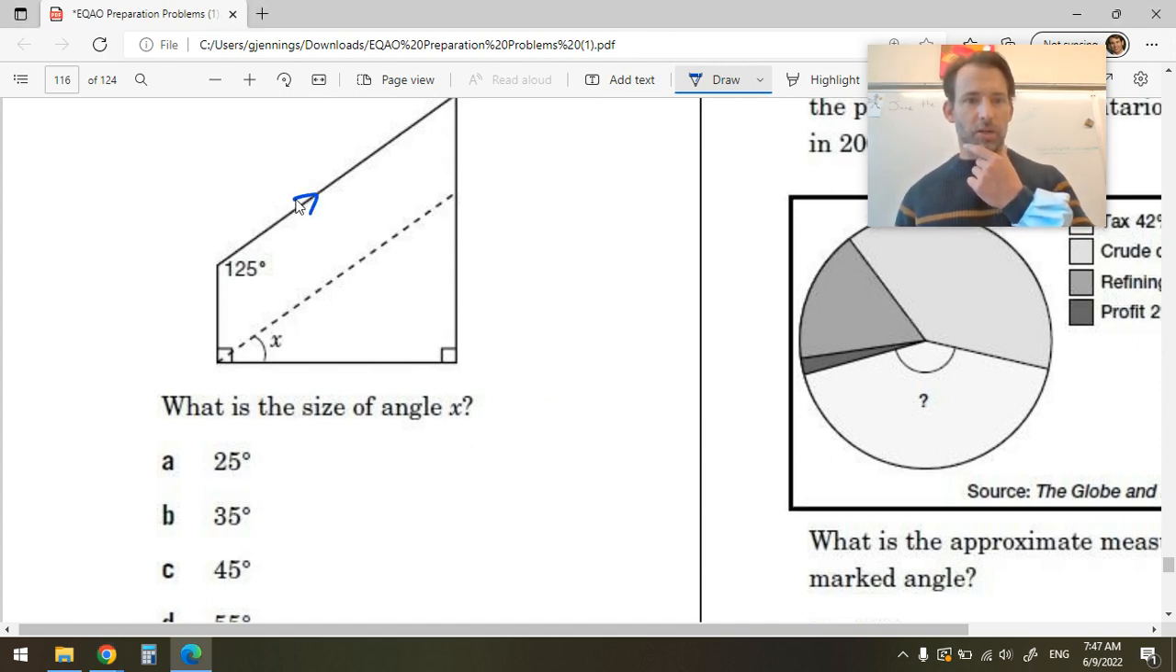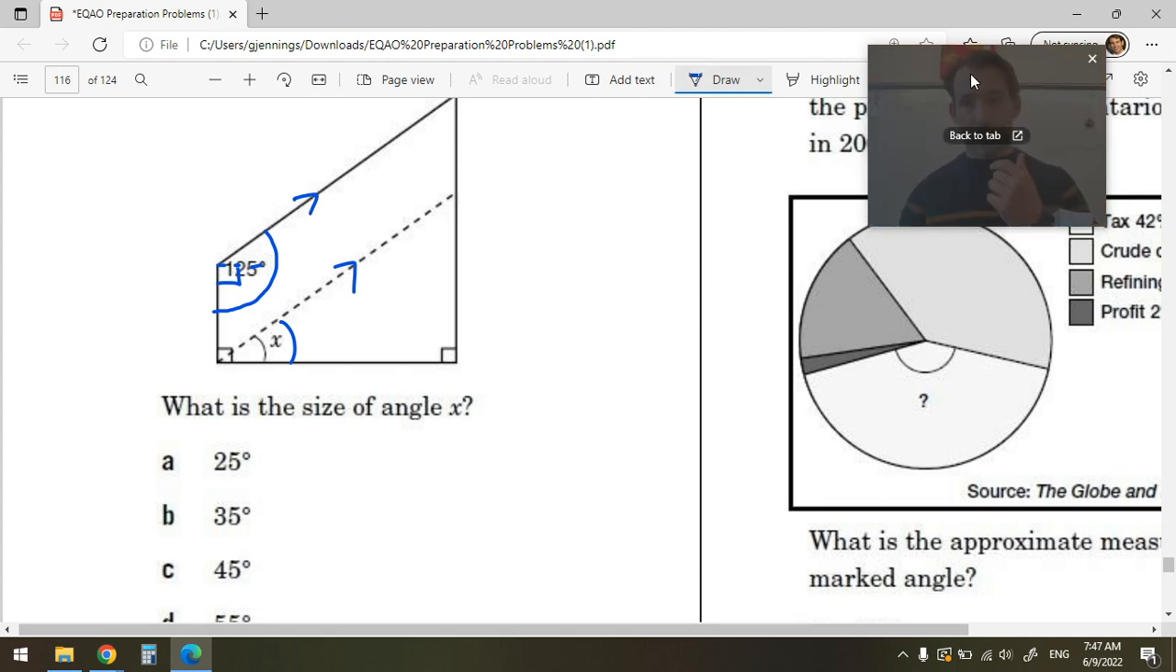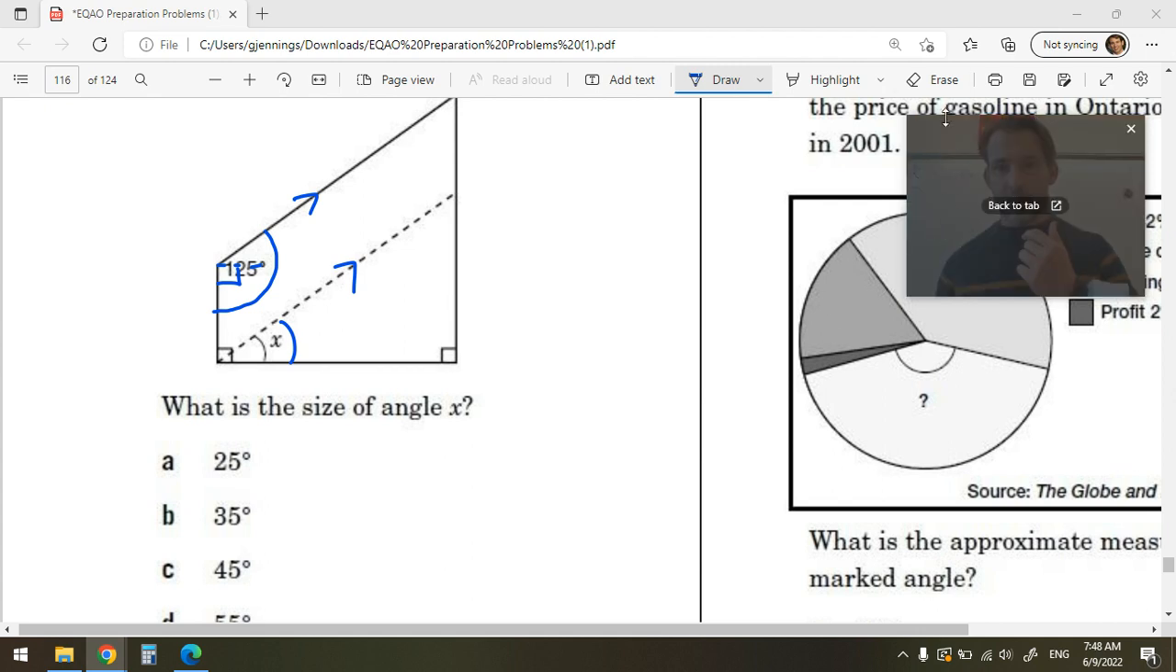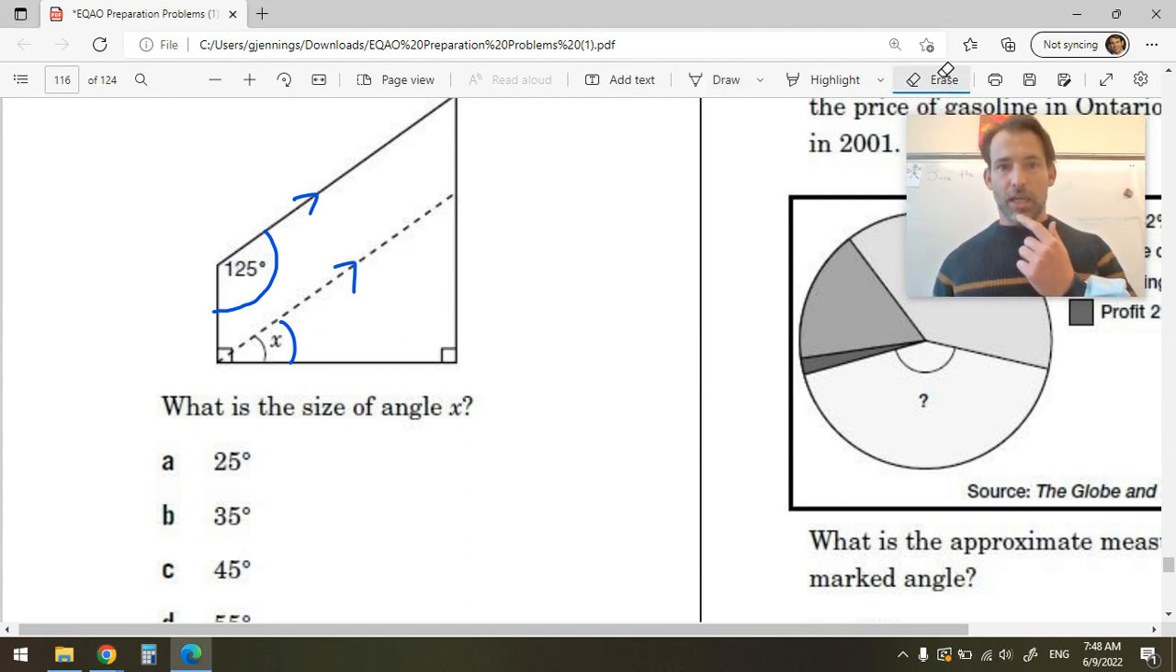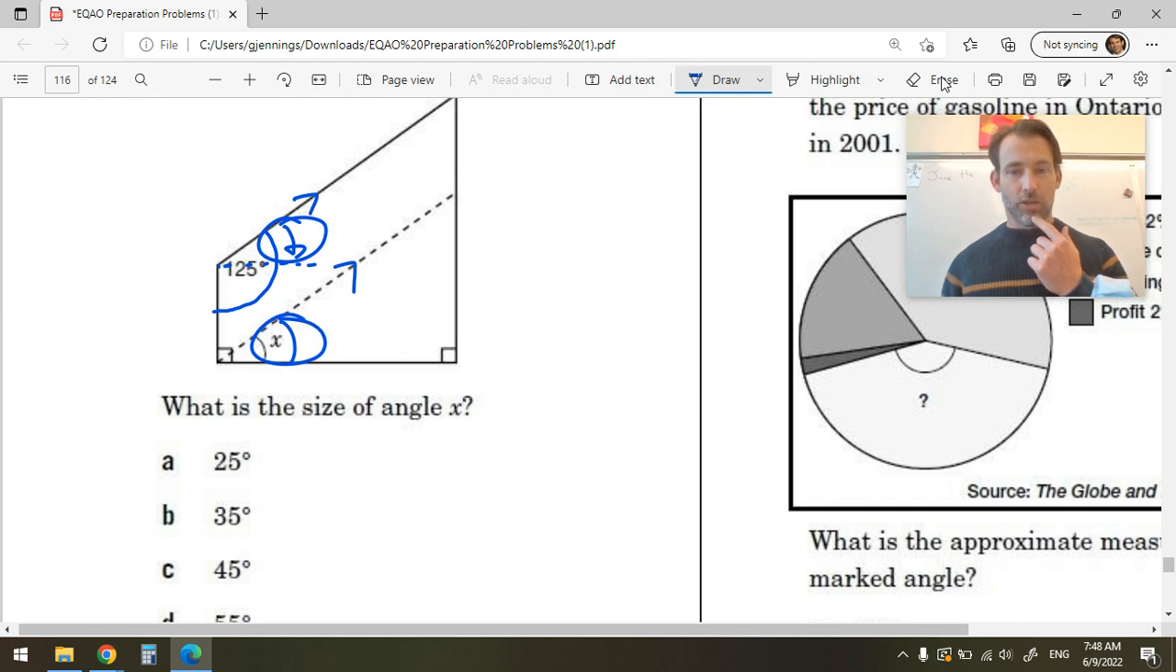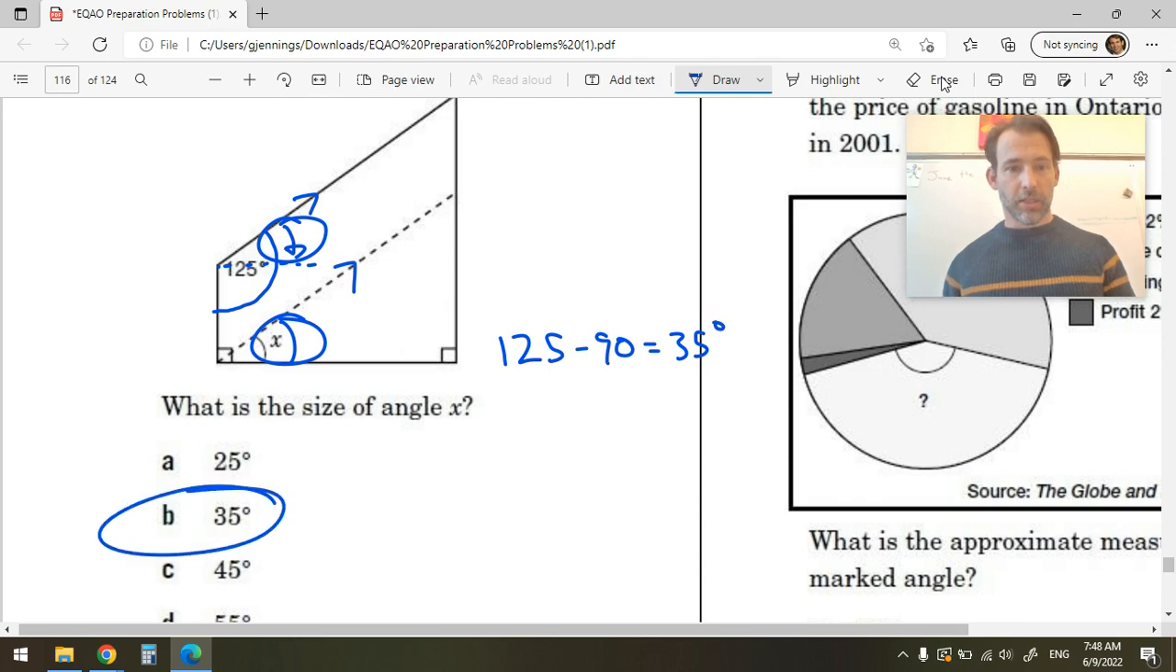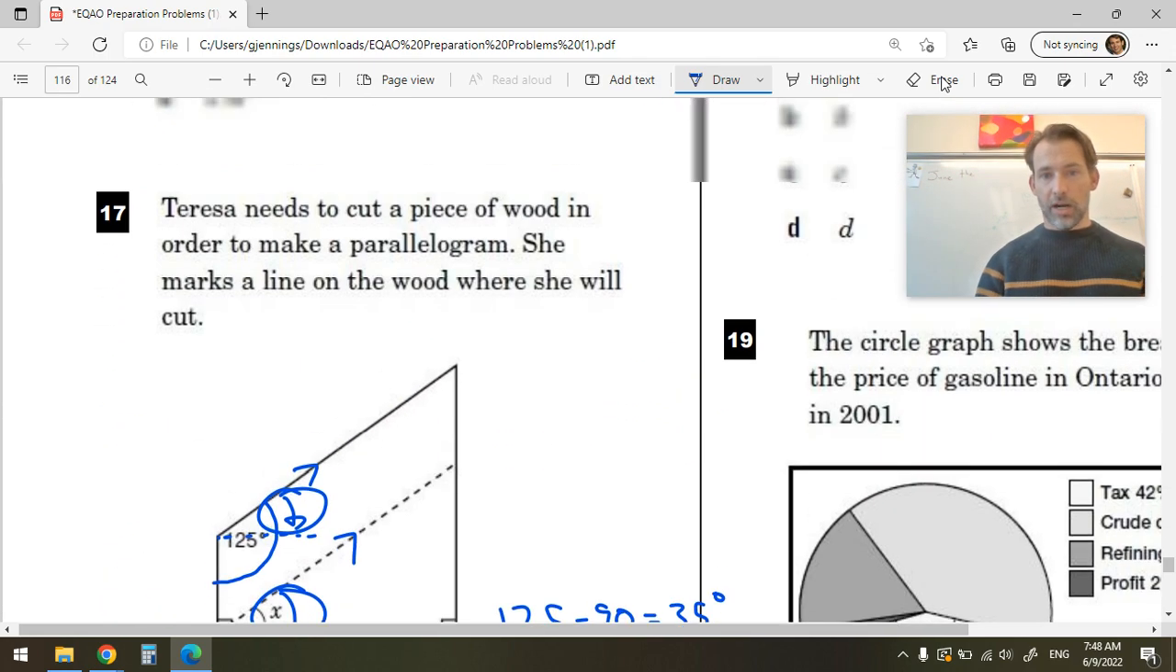Well, we're told that she's making a parallelogram. So X is definitely going to be related to this angle here, but I need to cut out this 90-degree angle. So what that's going to create for me, here, let me clear up the diagram a little bit, is I want to cut out this 90-degree section, and I actually want this. This is the angle X here. It's the same as that angle. And so 125 minus 90 gives me 35 degrees. So her angle X is 35 degrees.